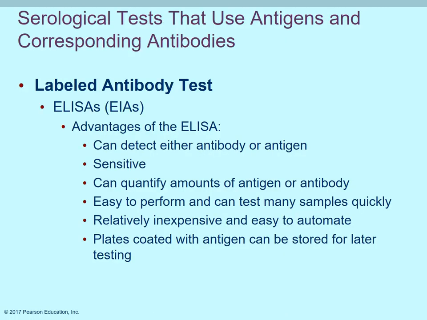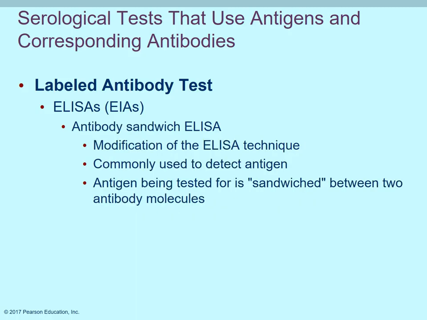And so an advantage of the ELISA is you can use it to detect either the antigen or the antibody. It's very sensitive. You can quantify the amount, say, of antibody. It's easy to perform. You can run lots of tests at one time, so it doesn't take up a lot of space. It's inexpensive. You can actually automate the test. You can prepare them for later. And so there's a couple of ways.